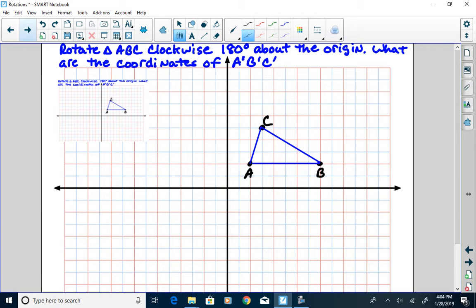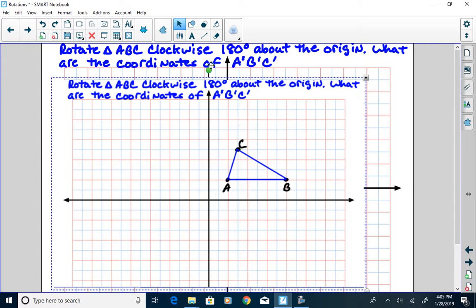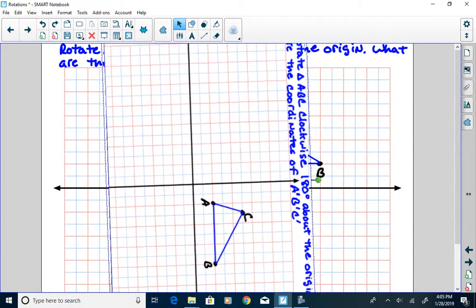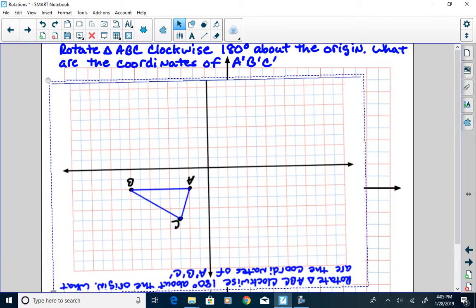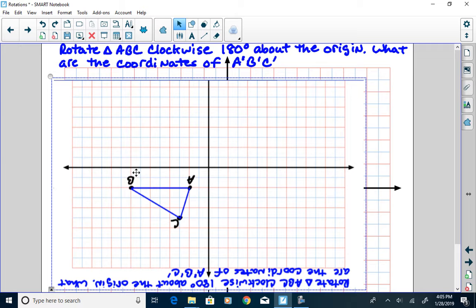Let's look and see what happens with a 180 degree rotation about the origin. Alright, so here's the same figure. 180 degree rotation. What's that going to look like? Well, a 180 degree rotation would actually be 2 turns of our paper. So if I start here, that would be a 90 degree clockwise rotation, and then another 90 degrees would be a 180 degree rotation. Notice the location of our triangle.